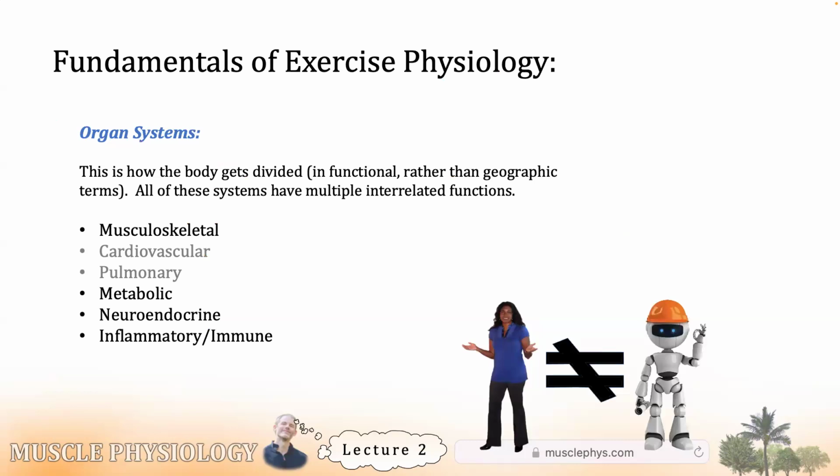First up, organ systems, like the musculoskeletal system and neuroendocrine system. There are a lot more than what I've listed on this slide. These are some of the systems we'll talk about this semester. Less so cardiovascular and pulmonary. We'll touch on those, but we'll spend a lot of time on the other five.